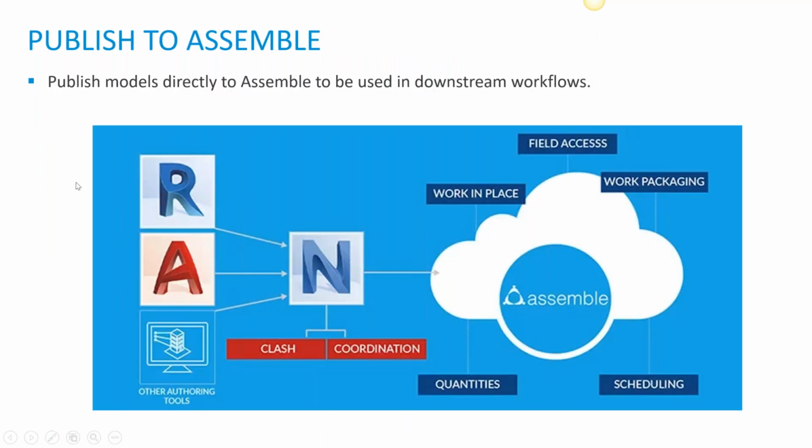This is a publish to assemble workflow that you may or may not have been aware of. Users can publish their Revit, AutoCAD models, other authoring tools as well, directly to Navisworks, perform clash and coordination, and then publish that directly to assemble, where you can use that for work packaging, quantities, workflows, scheduling, and some other assemble downstream workflows.